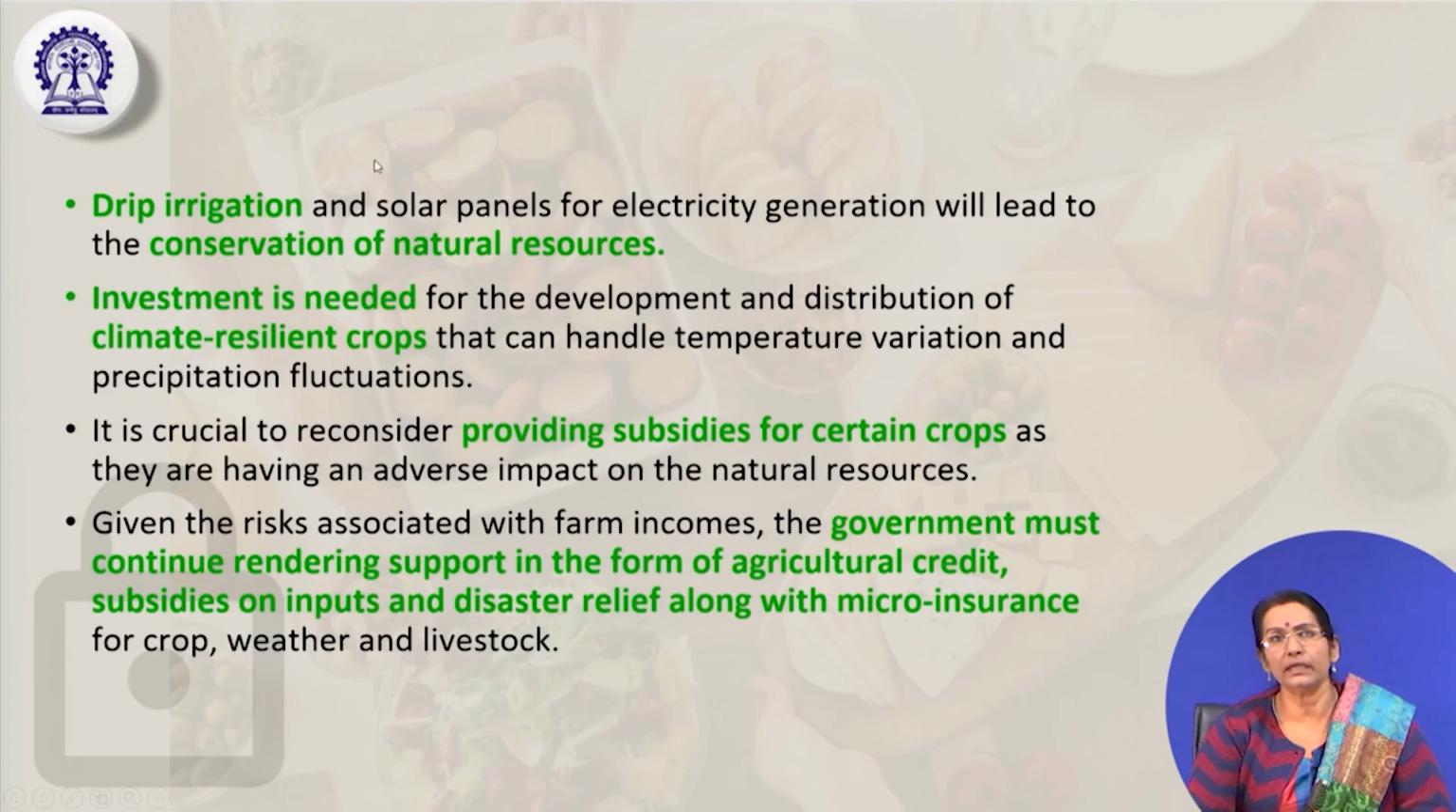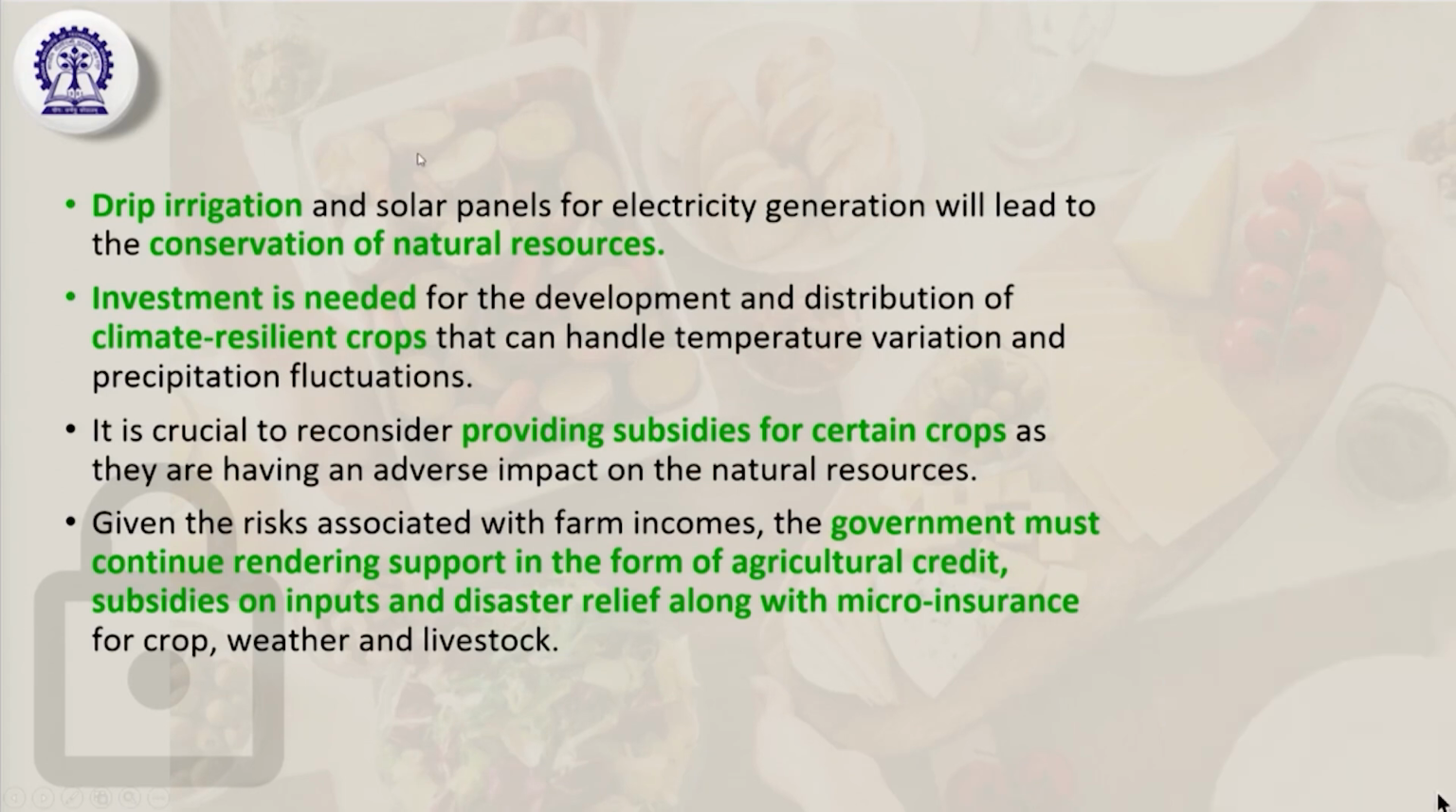There are so many techniques that we have already discussed. Another technique is drip irrigation and solar energy panels. These two things can also lead to the conservation of natural resources, especially in the field of agriculture and food security. However, more and more investment is also required.